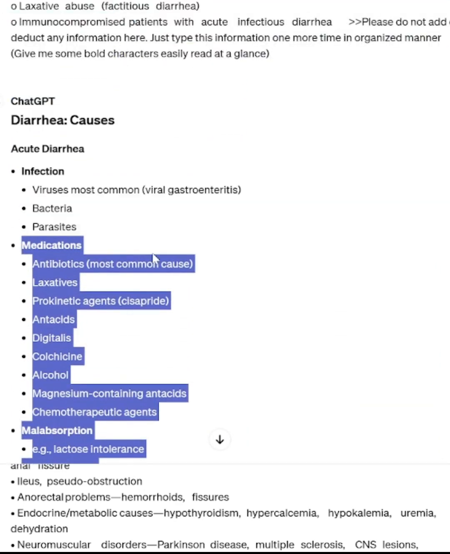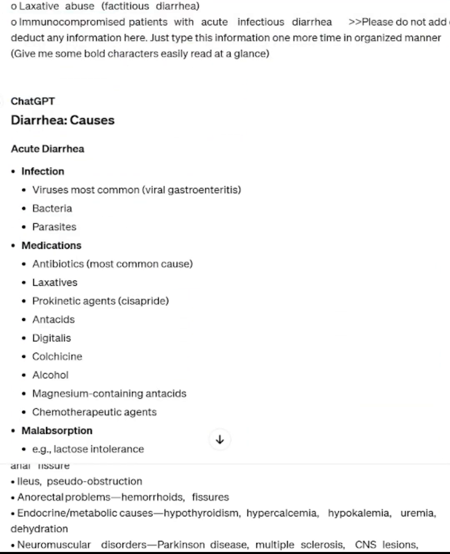Diarrhea. Causes. Acute diarrhea: infection, viruses most common, viral gastroenteritis, bacteria, parasites. Medications, antibiotics most common cause, laxatives, prokinetic agents, cisapride, antacids, digitalis, colchicine, alcohol, magnesium-containing antacids, chemotherapeutic agents. Malabsorption, e.g. lactose intolerance. Ischemic bowel in elderly patients with history of PAD and bloody diarrhea, along with abdominal pain.